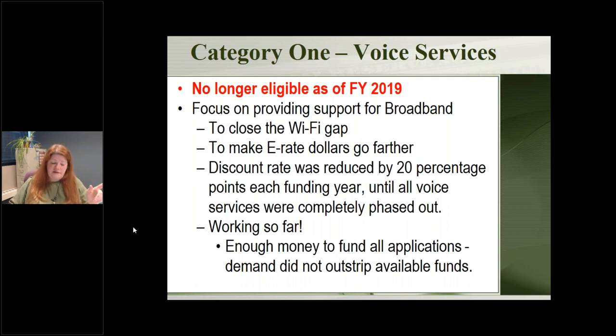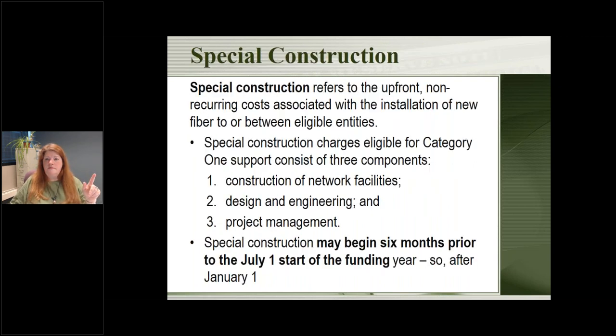Something else I'm going to mention briefly here is special construction. I mentioned construction might need to be done. If you need to have some construction done to bring that connection, whatever connection it is, whether it's new fiber to you or our dark fiber turned on, that can also be included as a category one cost. So you can find out that fiber exists, but it's a few blocks away from my library, or it's across the street. You need some sort of construction done. The cost of that construction, you can apply for an E-rate discount in category one as well.